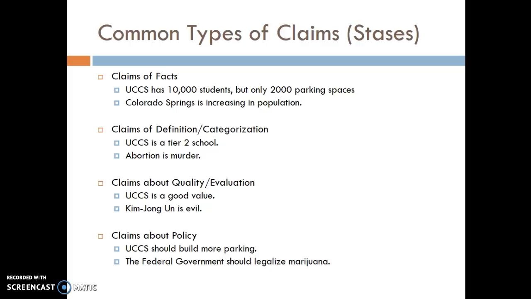Claims of definition or categorization, which we read about a little last week. So for instance, UCCS is a tier 2 school, right? There's rankings for schools, and we're going to say UCCS fits into the second tier. We'll often find that the debate about abortion and the right to choose often comes down to definitions. If you define a fetus as a human being, then you think that abortion is murder, and then you often think that abortion should be illegal. On the other hand, if you don't think that a fetus is a human being, then abortion is a medical procedure for a woman, and therefore should not be illegal. So often people's opinions on this come back down to these simple questions of definition.